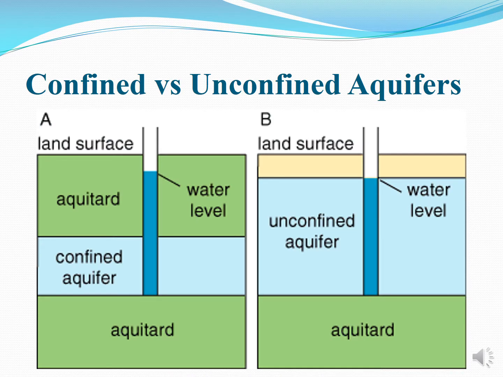So confined versus unconfined. So land surface, we have some here. So unconfined, we don't have a barrier. There's no barrier, so it's right here under the dirt. Well, confined, it has a layer that is the aquitard. Remember, that impermeable layer kind of protects it, so it's like a big rocky layer that protects it from getting all the dirt and stuff in it.